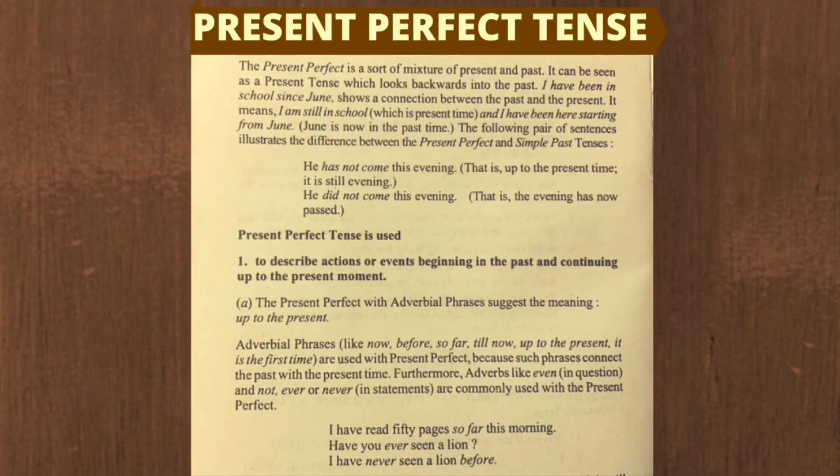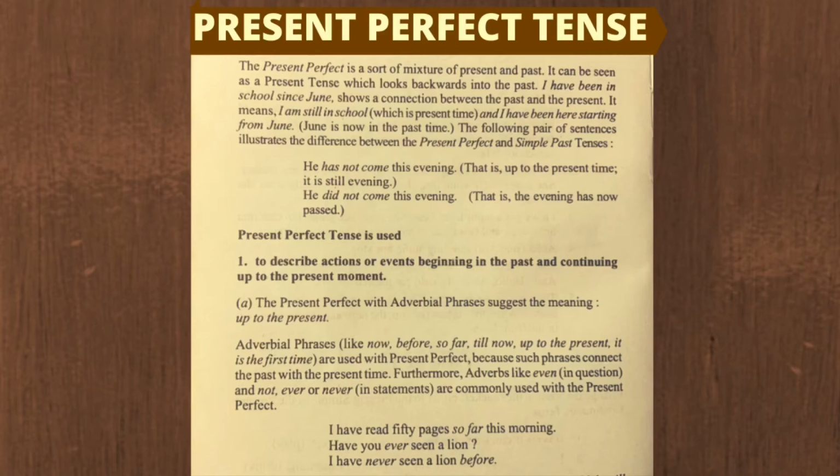Now let's see the use of present perfect tense. The present perfect tense is a sort of a mixture of present and past. It can be seen as a present tense which looks backward into the past. I have been in school since June shows a connection between past and the present. It means I am still in school, which is present time, and I have been here starting from June. June is now in the past time.